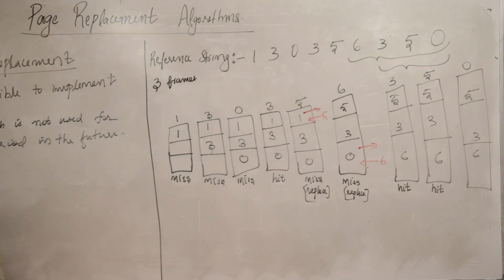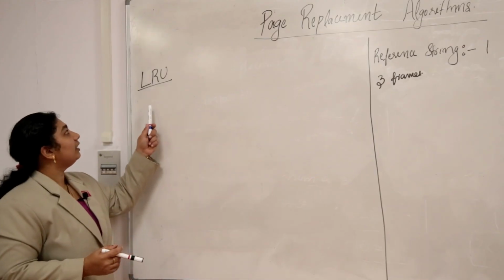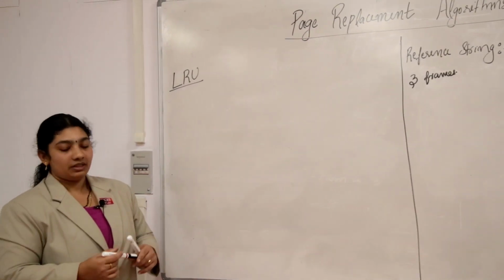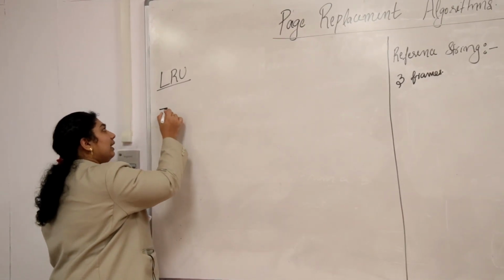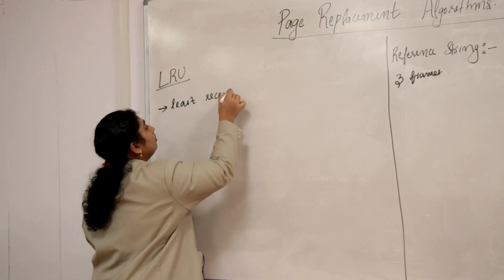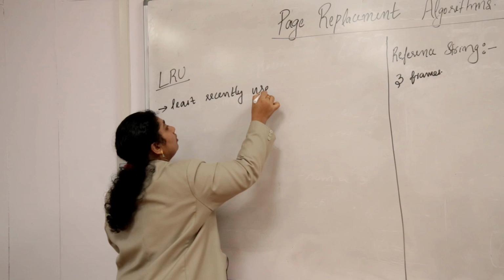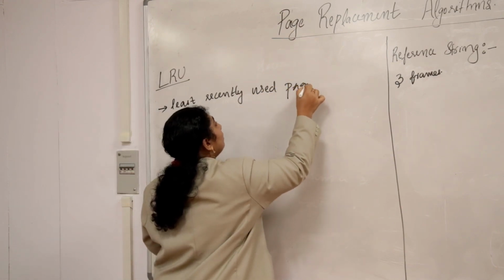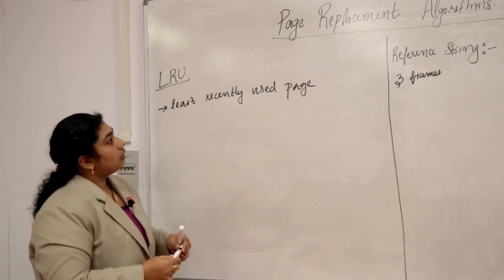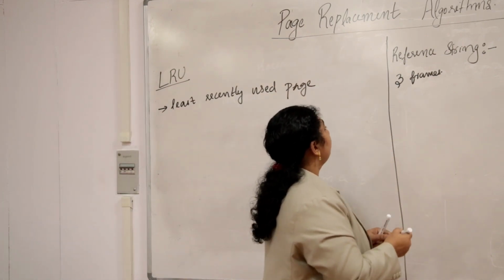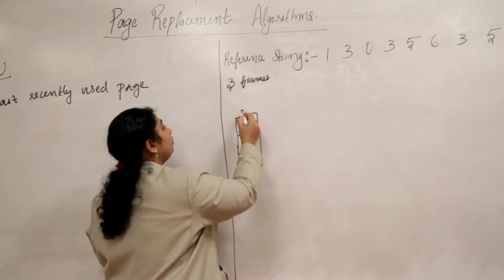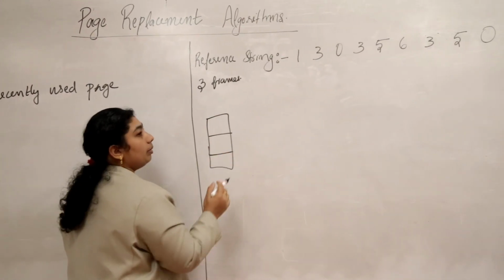So this is the second one. The third replacement method is LRU, least recently used page replacement, in which the least recently used page is replaced whenever a replacement is needed. So we'll go for the same example. The first 3 steps are the same. We have an empty physical memory.